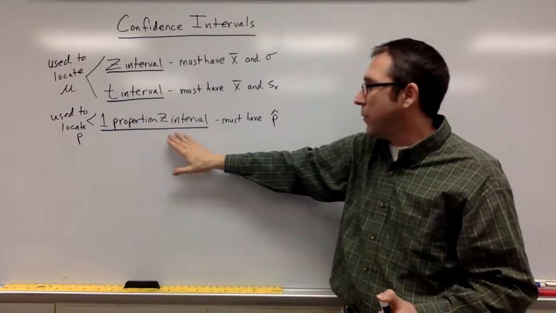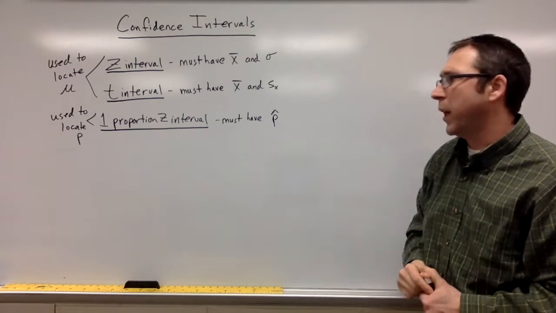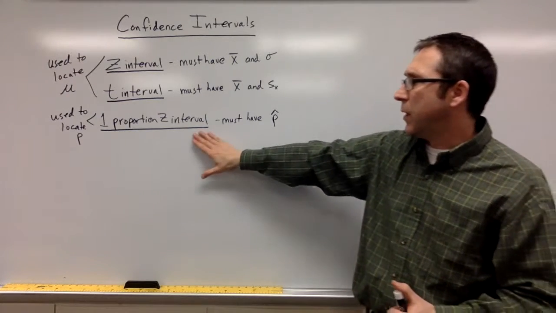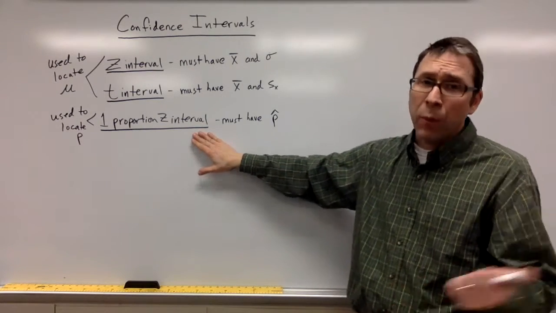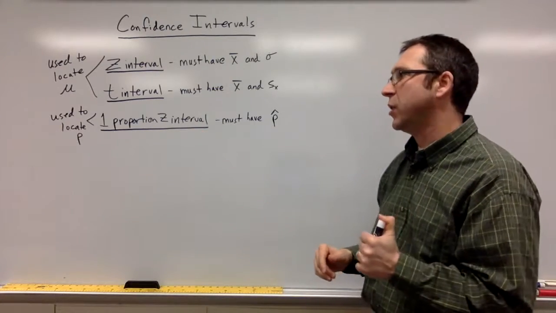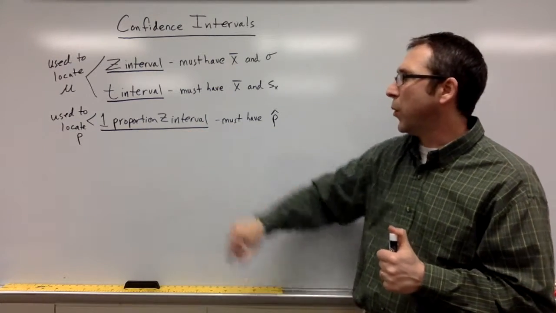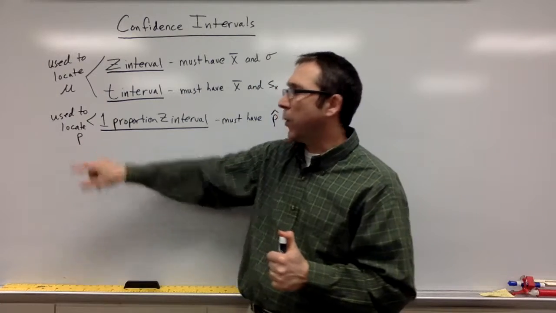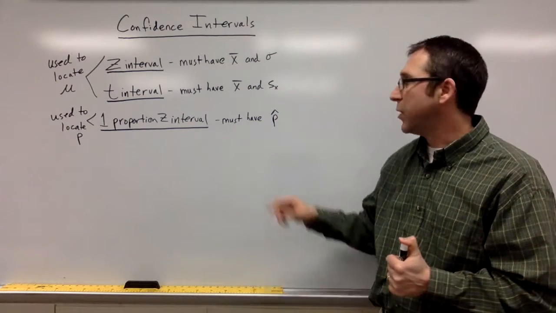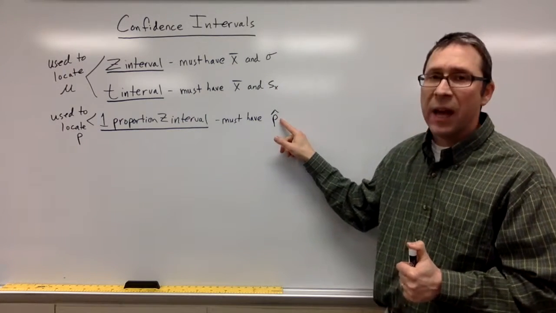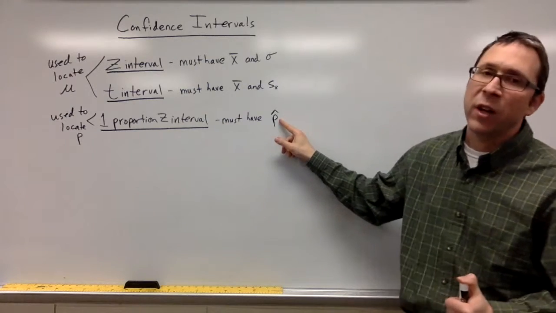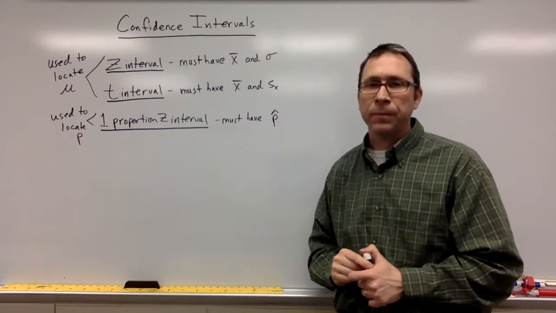And then the third interval that I've taught this year is on proportions. A proportion is the same thing as a percentage, and we use the one proportion Z interval to figure out what the true percentage is from the population. In order to use that, we must have the percentage coming from the sample.